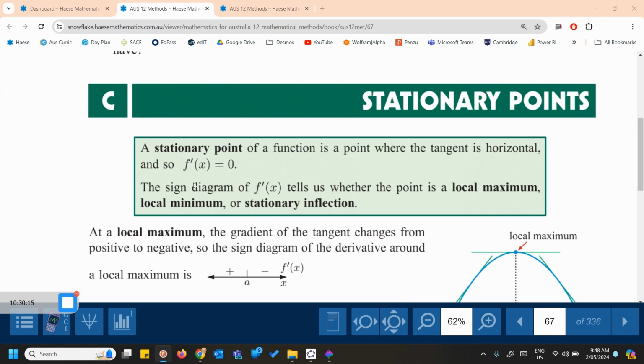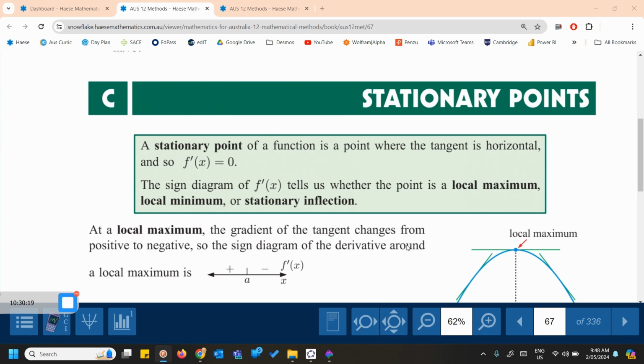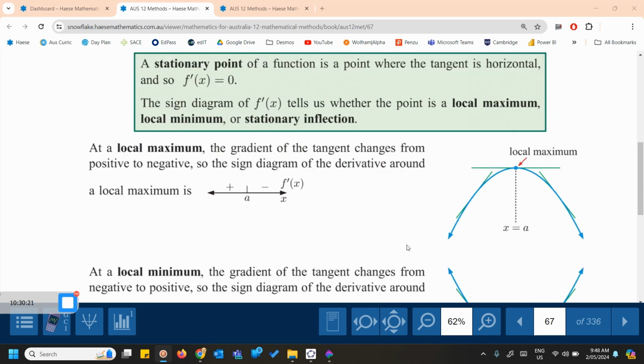So firstly, what are stationary points? Stationary points are points on our functions where the tangent to that function would have a horizontal slope. So I'll use the textbook to assist with this explanation.